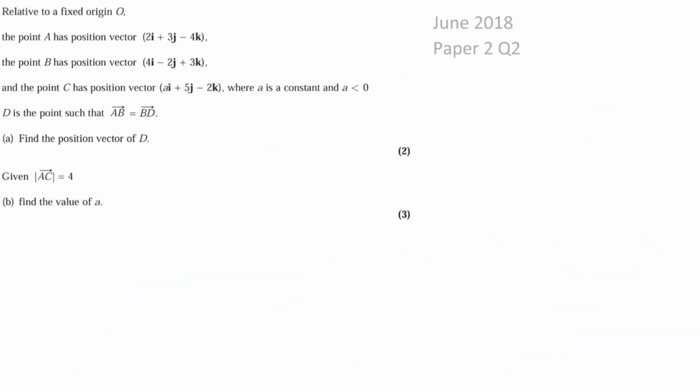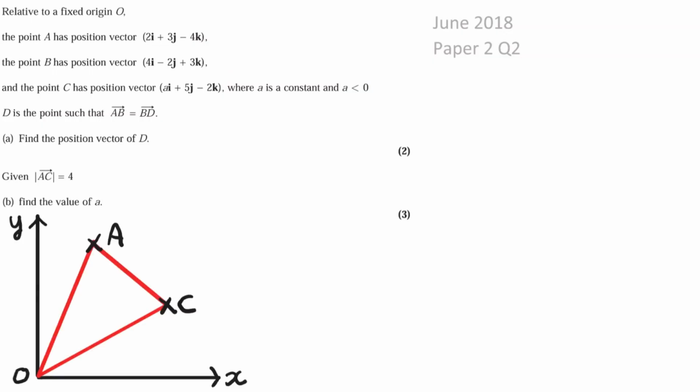Okay, so for part B, we're told that the magnitude of the vector AC is equal to 4. Using that information, we need to find the value of a, with a being this constant in front of the i in the position vector of C, and we're told that a is a constant and a is less than 0. So let's draw a diagram to show what's going on.